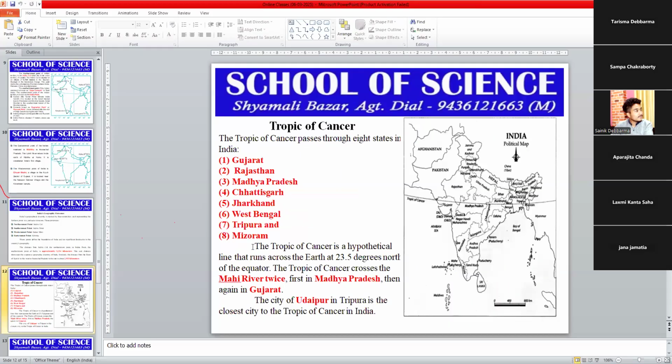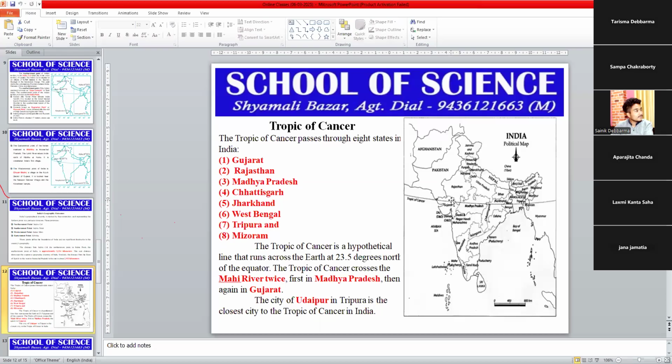Okay, now the last one is the Tropic of Cancer. The Tropic of Cancer passes through 8 states in India. And what are the 8 states? Gujarat, Rajasthan, Madhya Pradesh, Chhattisgarh, Jharkhand, West Bengal, Tripura, and Mizoram.